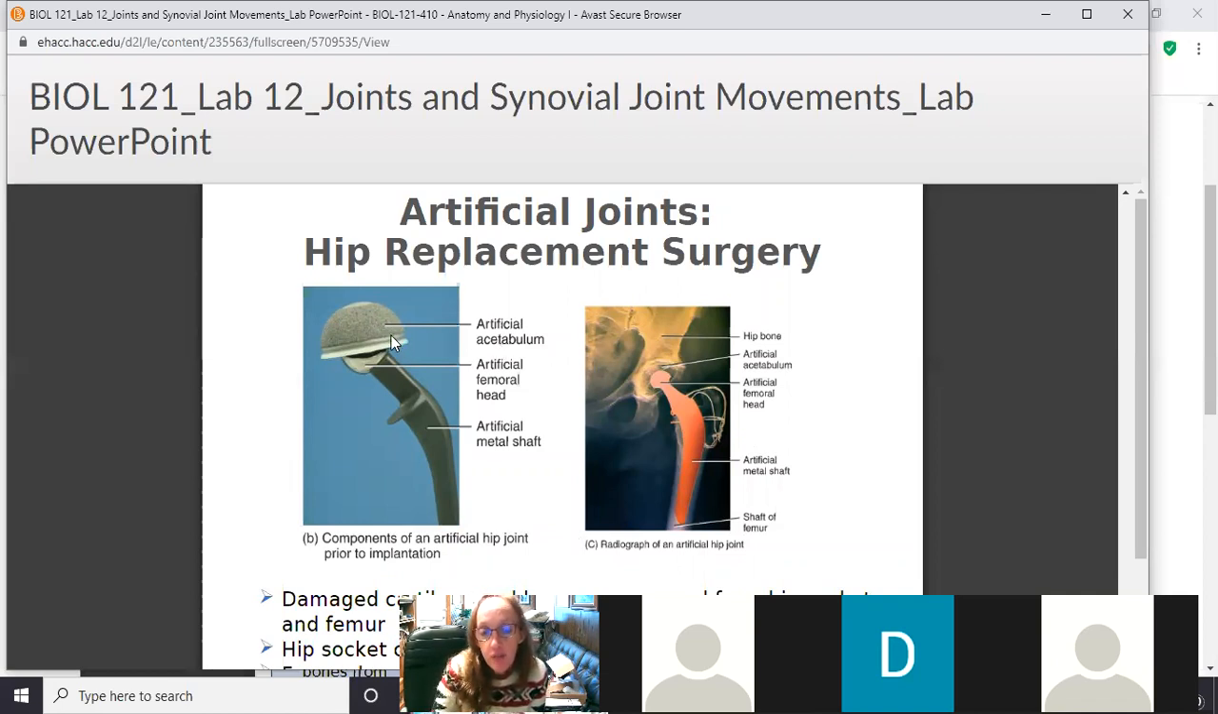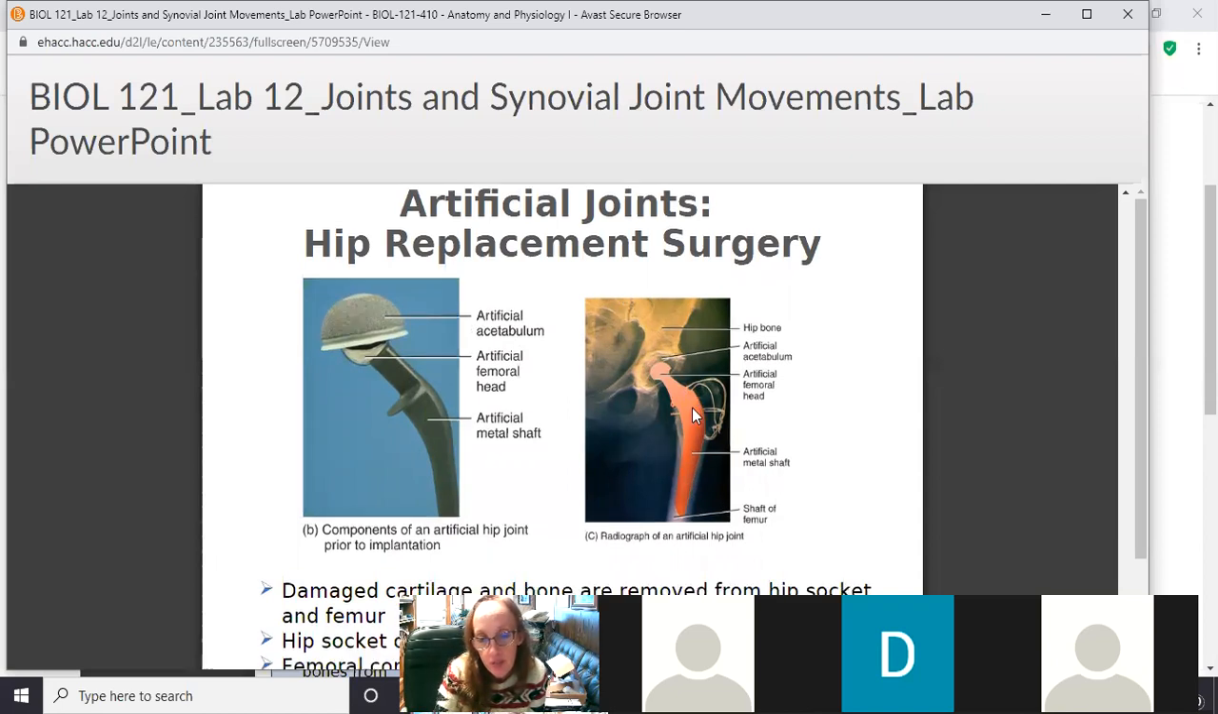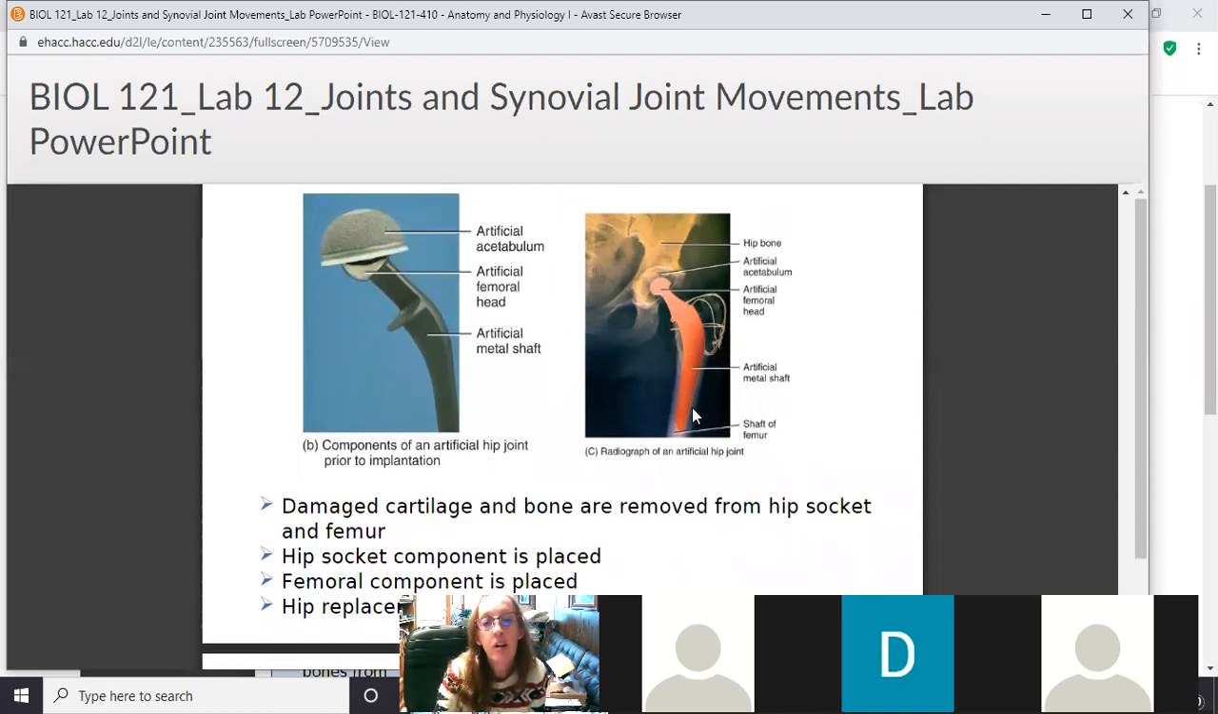Artificial acetabulum, artificial femoral head, artificial metal shaft, where they pound this thing into the head of the femur. The hip socket component is placed, the femoral component is placed, the hip replacement is complete.